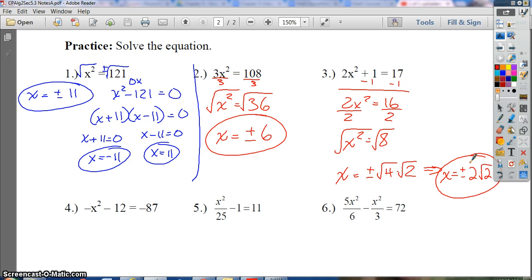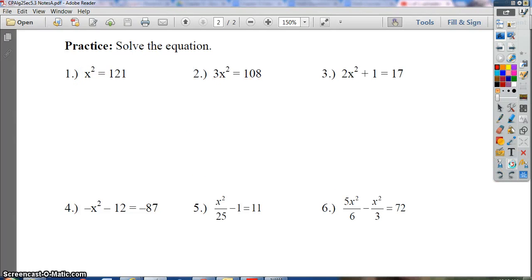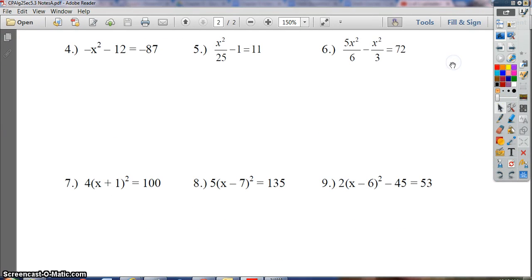Probably not like that one as much because it has everything kind of getting incorporated with it, breaking down the radical, taking the square root, and having two solutions. Okay? Looking at number 4. I'm going to add 12 over.